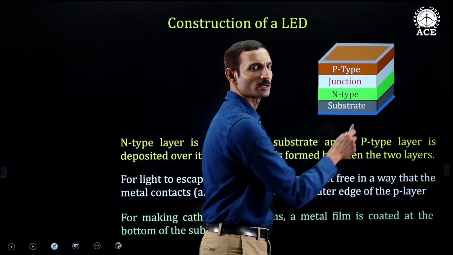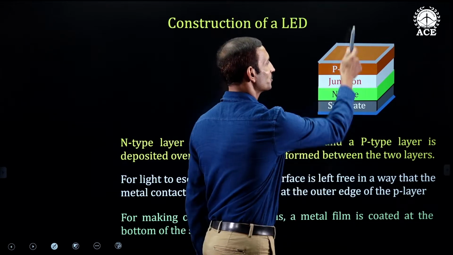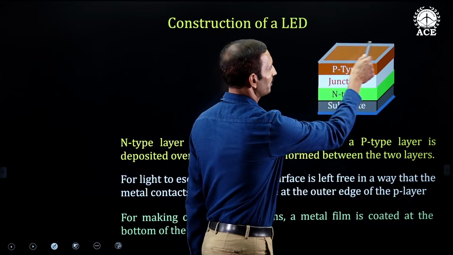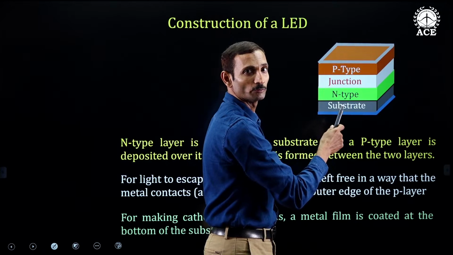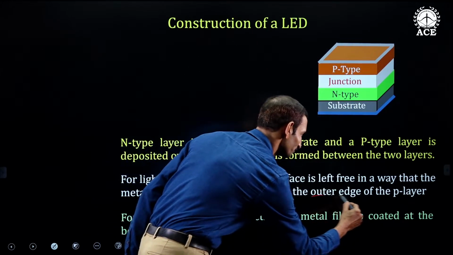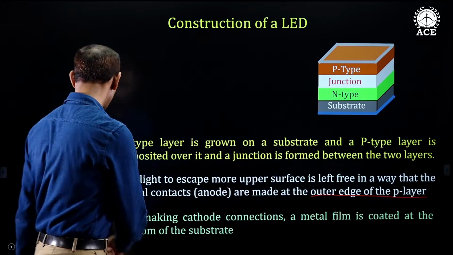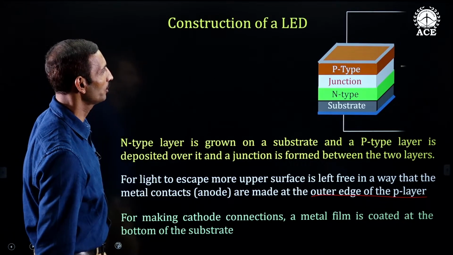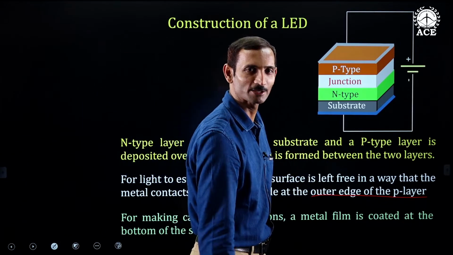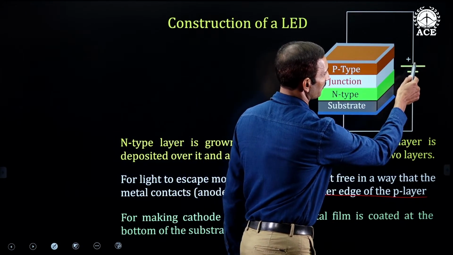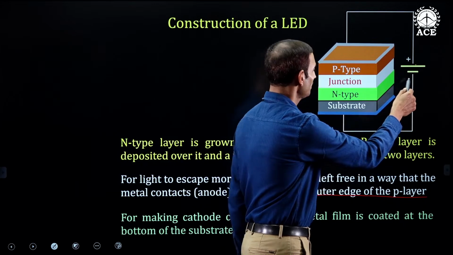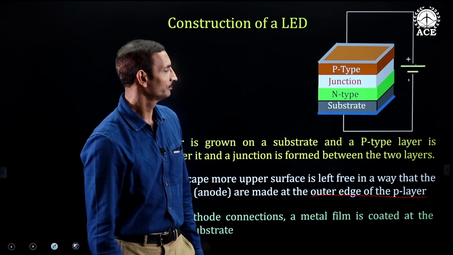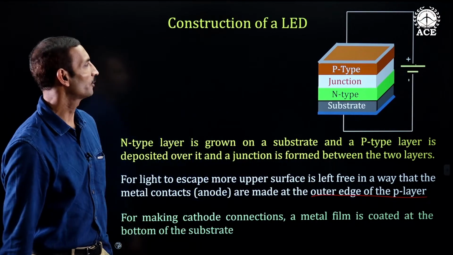Because light will not come out in this particular direction. We want light to come out only in one direction, that is this way, above, through the P layer, right? So that's why we made a provision for the light to come out. We considered only the outer edges of the P layer so that we can connect it as an electrode. This is how it would be with the forward bias, as you can see. The P side has the positive of the battery, and the N side, through the substrate, is connected to the negative terminal of the battery. Right, this is how the construction of an LED can be considered.